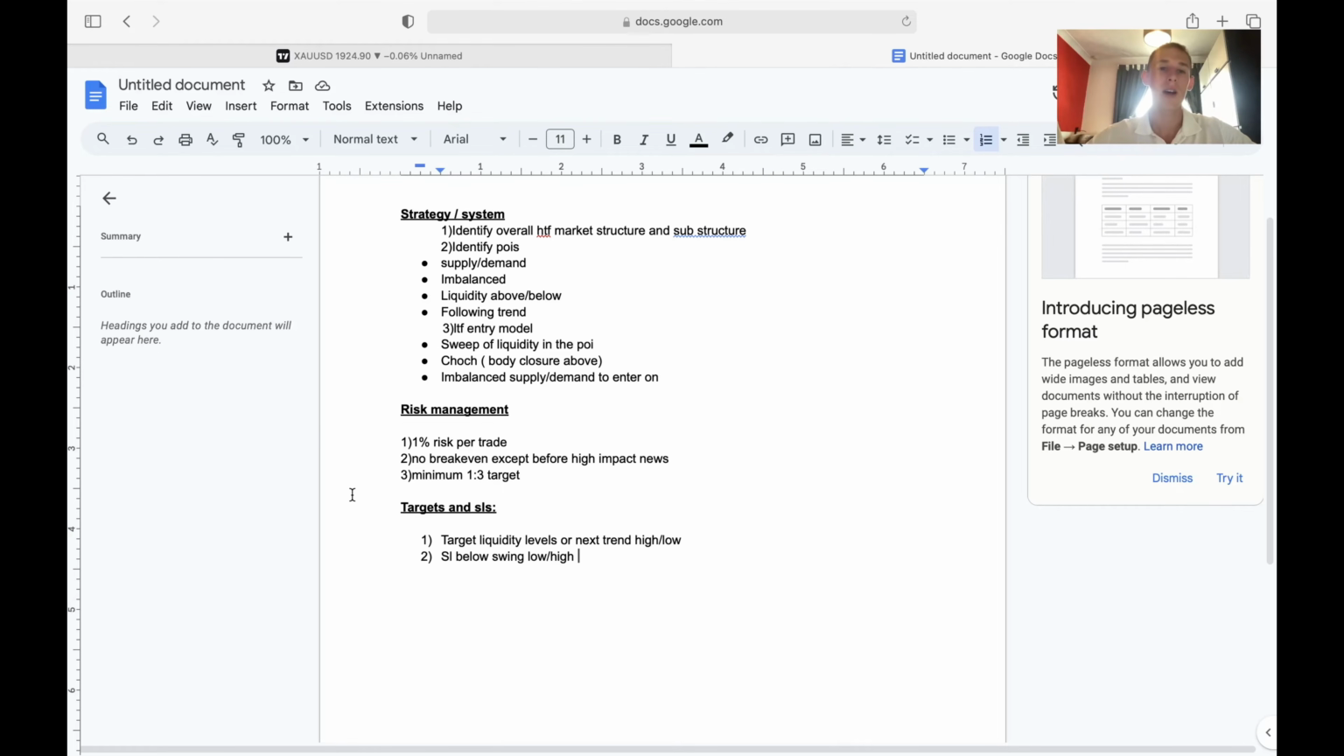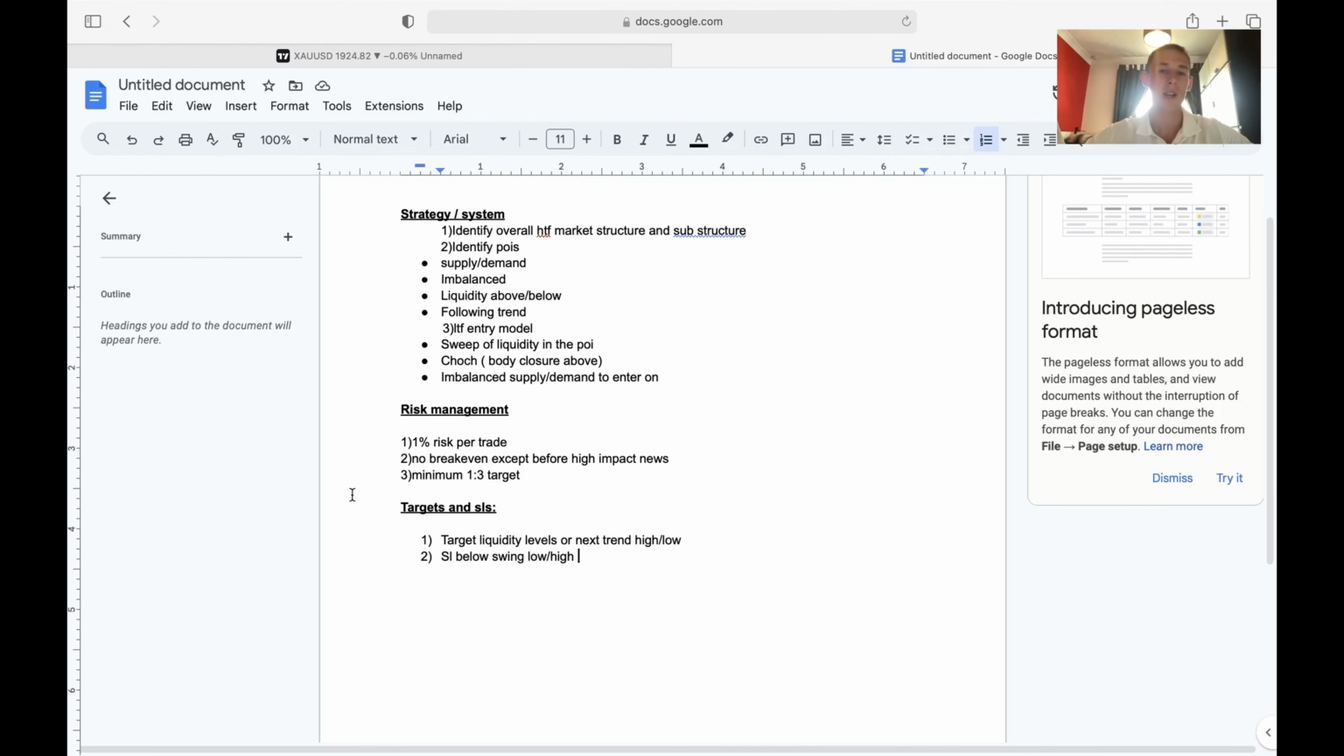Risk management. This part is very simple. We do 1% risk per trade. And that applies no matter how we feel, no matter if we're on a losing streak or a winning streak, only ever 1% risk. No break even except before high impact news such as NFP, simply due to the fact that you can get slipped if you aren't break even. I would also consider maybe just taking profits before the high impact news if your trade is running in profit. And we want a minimum of a 1 to 3 risk to reward, otherwise we're not taking the trade.